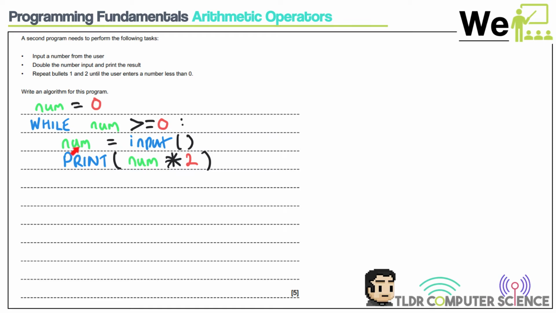Then let's say they type in -1. It will output it, but then the next loop it will finish. So it will keep going until it's actually ended.